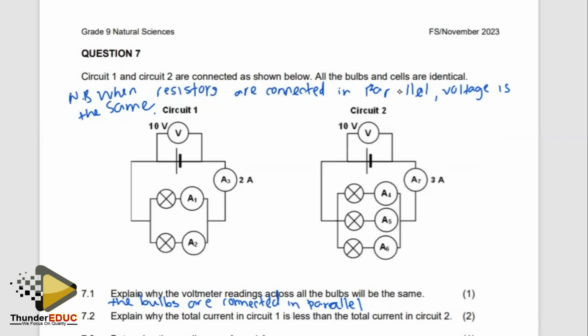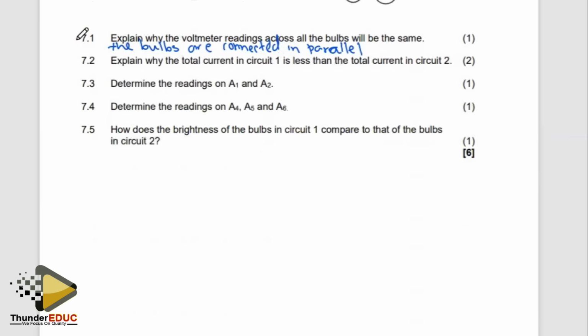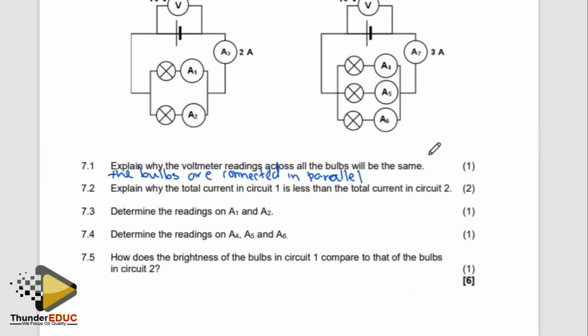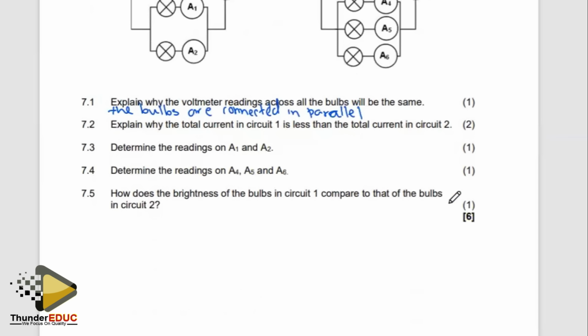Take note of the spelling there. But then 7.2, explain why the total current in circuit one is less than the total current in circuit two. Here we see that all the bulbs are connected in parallel, but here we have two bulbs. So we are going to write that circuit one has fewer bulbs.